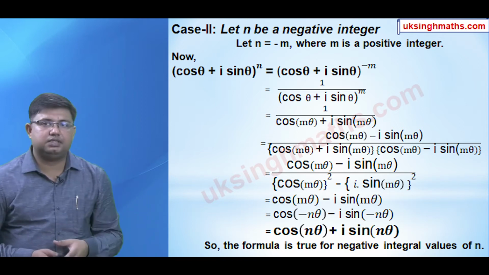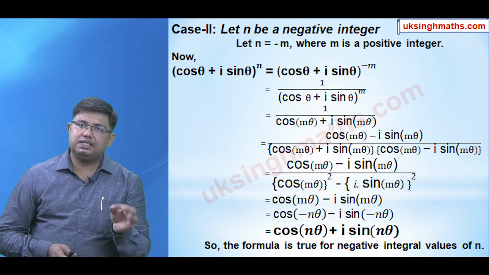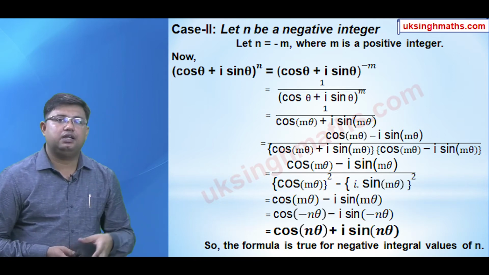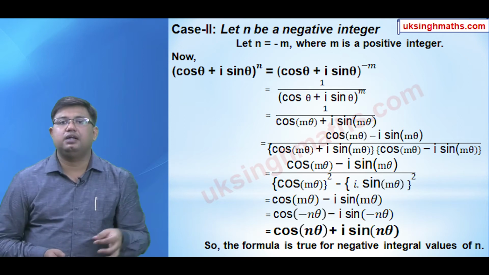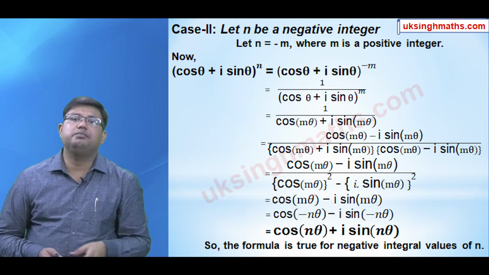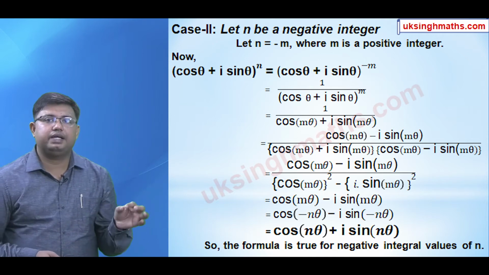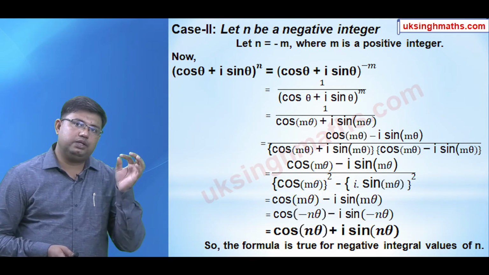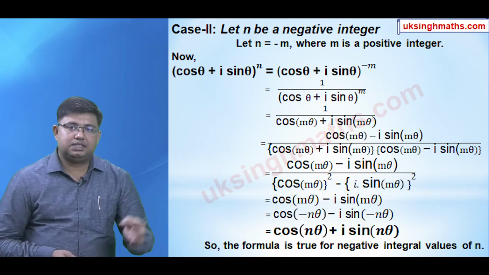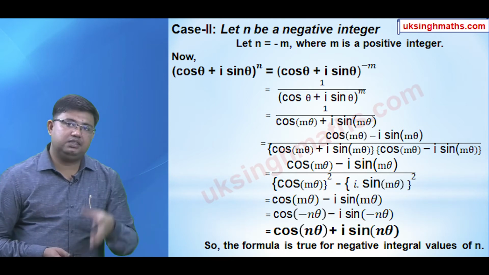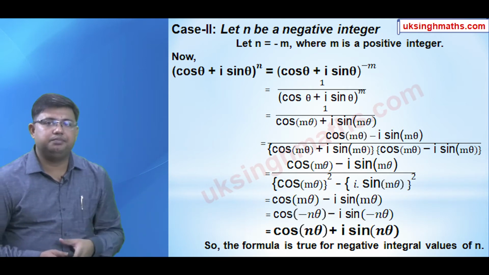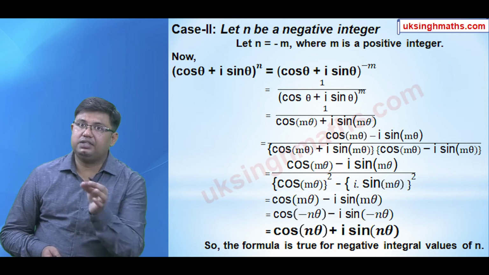Now after rationalization, we have the result (cos m theta - i sin m theta) / ((cos m theta)^2 + (sin m theta)^2). Initially we have taken n = -m, so m = -n. Now substituting the value of m in this relation, finally you will have cos n theta + i sin n theta.